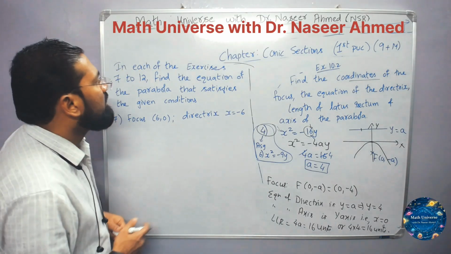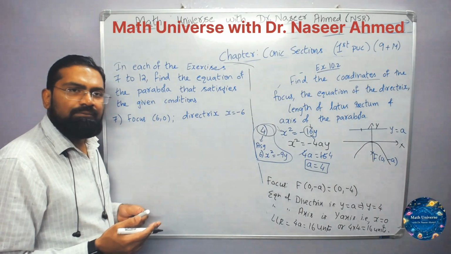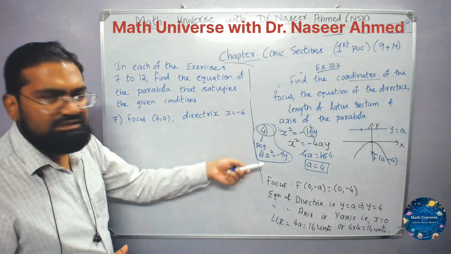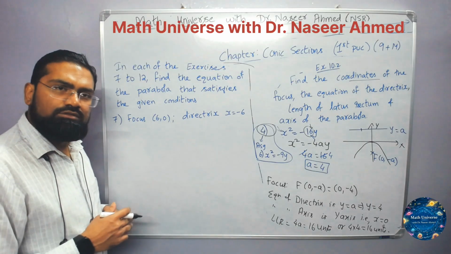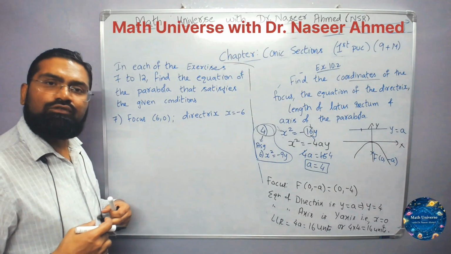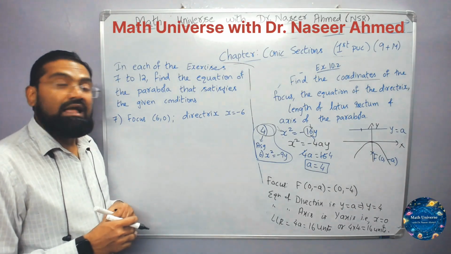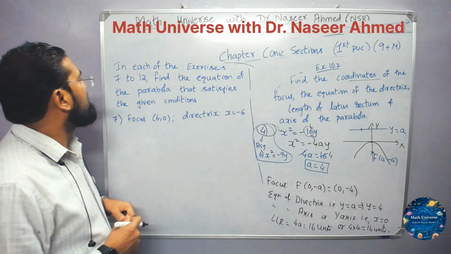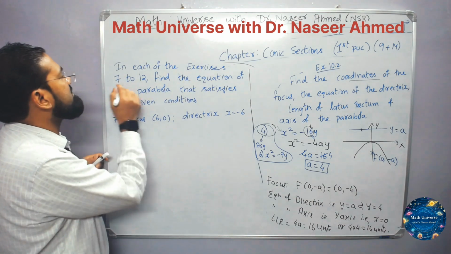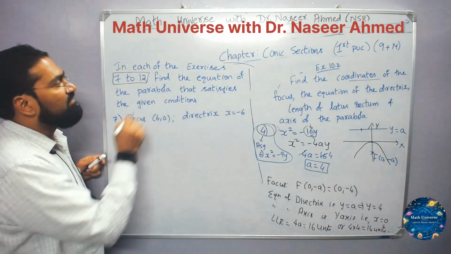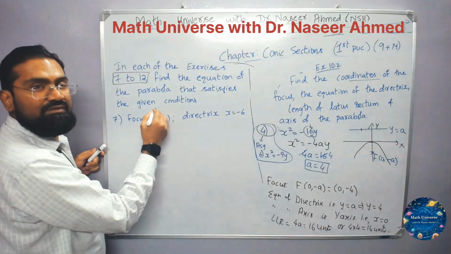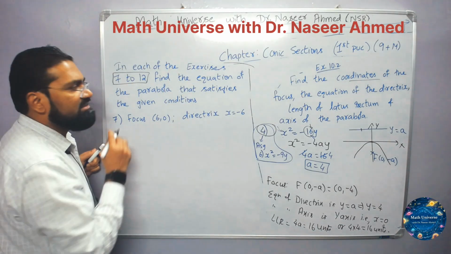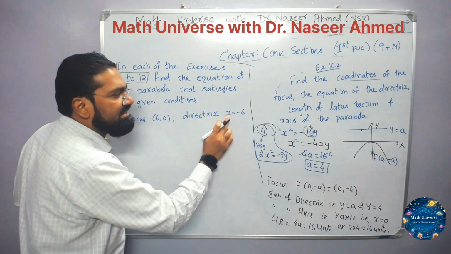Now, so far, whatever the problems we had, the equation of the parabola was given, and we had to find whichever terminology is asked. But now the scenario is different. They are going to give you some information about the parabola, and with that information, we have to find the equation of the parabola. So the question says in each of the exercises 7 to 12, find the equation of the parabola that satisfies the given conditions. Question number 7: focus 6 comma 0, directrix is x equal to minus 6.